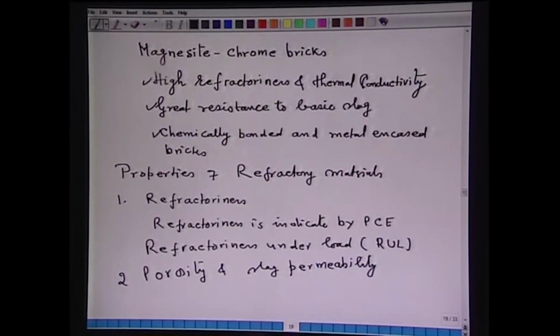Porosity affects chemical attack by molten slag, molten metal and gases. That is why porosity and slag permeability matter. If the brick is porous, then slag will be able to diffuse into the pores, react with the oxides and may change the property of the refractory. So porosity is the property which determines the resistance to penetration of molten slag, molten metal or gases.